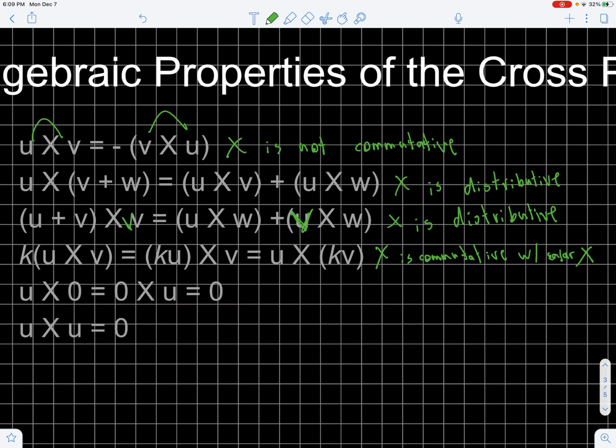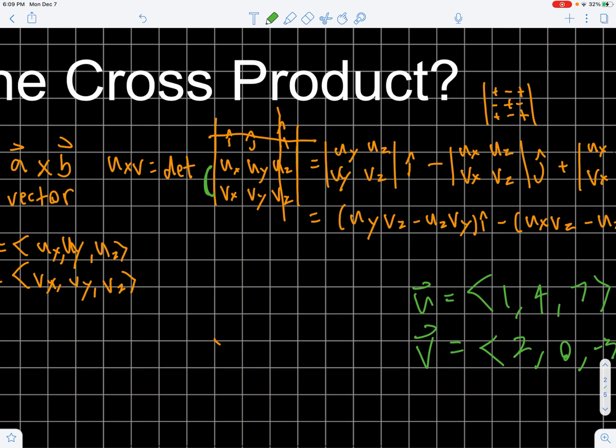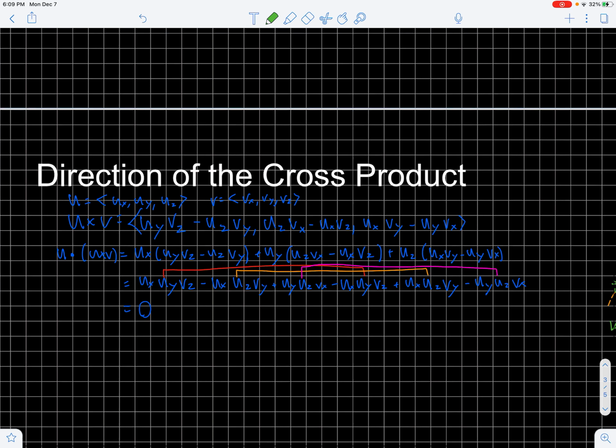U cross 0 equals 0 cross U, which equals 0. If you cross the 0 vector with any vector, it yields the 0 vector, and U cross U equals 0. In a determinant, if two of the rows are the exact same, the determinant is always 0, which is why if you cross a vector with itself, it'll give you 0.